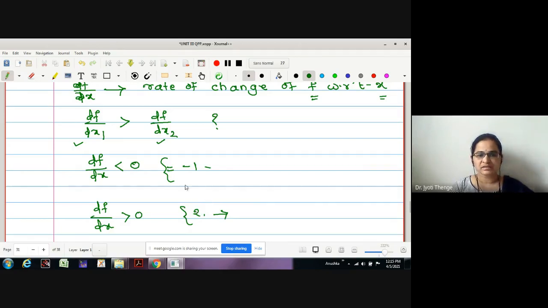Correct? The function is going to change at twice the rate if I change the value of x. This is the meaning. Correct? Therefore, what will be the nature if I write dou f by dou x is less than 0?